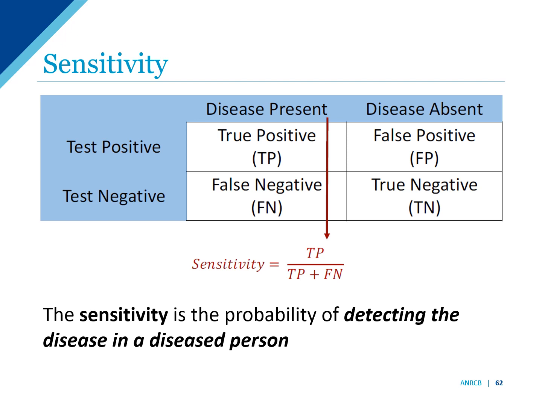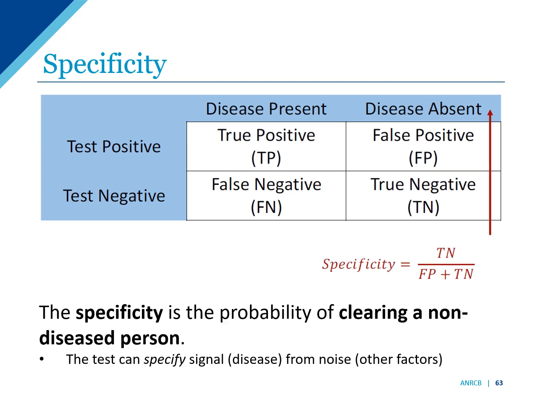So the sensitivity of a test is the probability of detecting the disease in a diseased person. So it's the proportion of true positives out of everyone who has the disease. The specificity is the probability of clearing a non-diseased person. The test can specify the signal, which is the disease, from noise or the other factors. And for this, we measure the proportion of true negatives out of all of those without the disease.